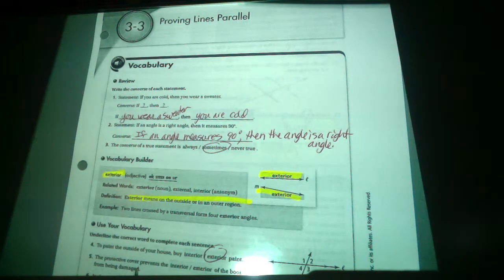The protective cover prevents the blank of the book from being damaged. I would imagine it's the exterior of the book. In the diagram at the right, angles 1 and 7, they are on the exterior, so they are alternate. Do we have a choice of choosing alternate or angles? Yeah. Oh, you can too. Thanks. Yeah.